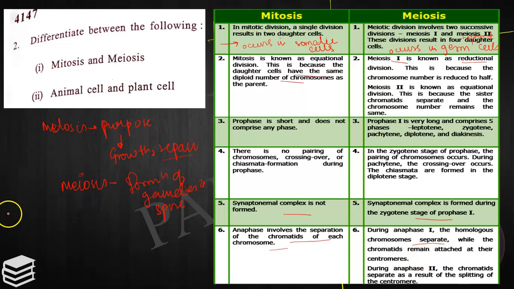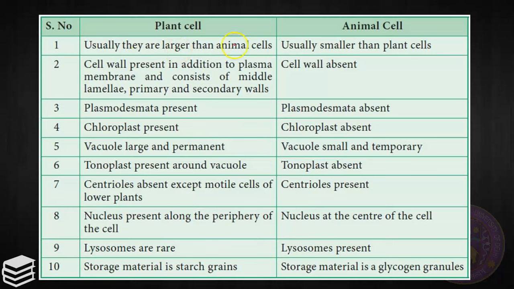Now let's see the second part of the second question, where we have to differentiate between the animal cell and the plant cell. Plant cells are usually longer than animal cells, and in plant cells the cell wall is present in addition to the plasma membrane, and it consists of the middle lamella, primary cell wall as well as secondary cell wall, while in animal cells the cell wall is absent and we have only the plasma membrane. In plant cells we have plasmodesmata and chloroplasts, while in animal cells we don't have plasmodesmata and chloroplasts.